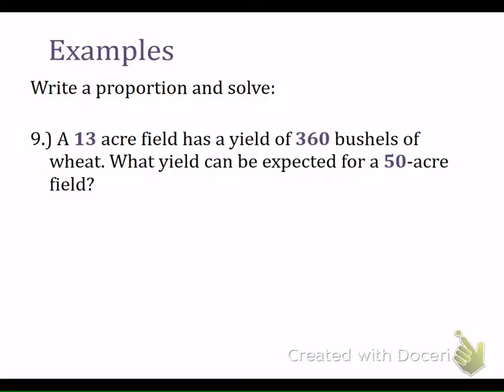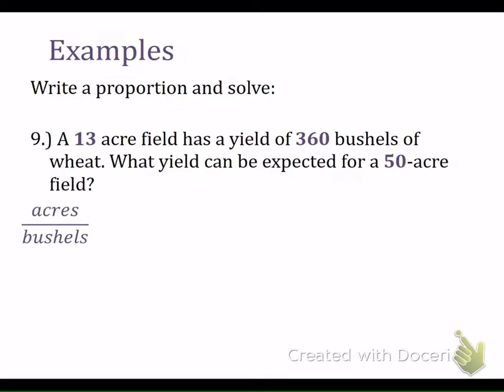Number 9 says a 13-acre field has a yield of 360 bushels of wheat. What yield can be expected for a 50-acre field? So same thing, there's just more words involved. We want to decide how to write the ratio. You could do bushels over acres. I'm going to do acres over bushels. It doesn't matter as long as you do it consistently. Okay? So acres on top.